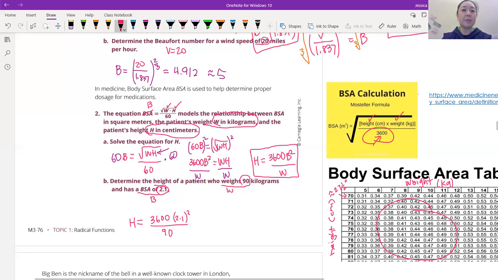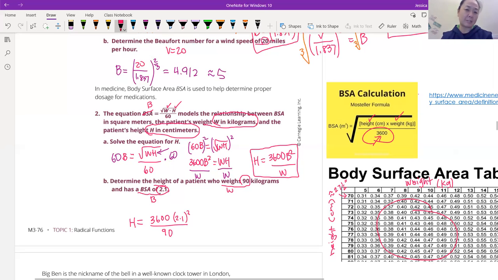So again, determine the height of the patient who weighs 90 kilograms. If you go 90 times 2.2, it's about, I think, 198. I don't remember. I did it at one point. Pounds. And then has a BSA of 2.1.